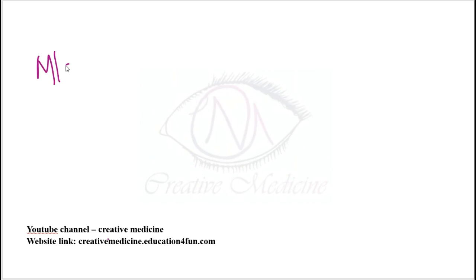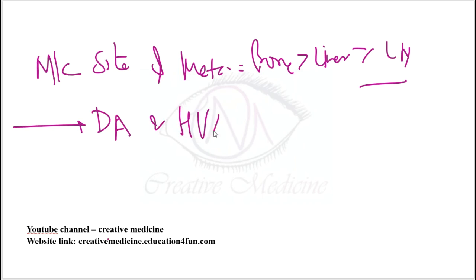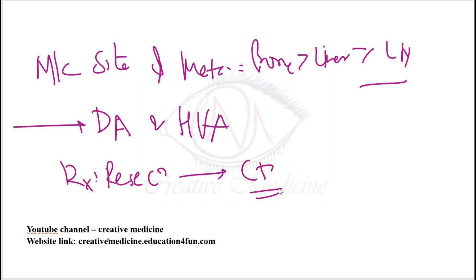Then what is the most common site of metastasis? The most common site of metastasis is bone, followed by lymph node. This mainly secretes dopamine and homovanillic acid, which are produced by malignant pheochromocytoma. The treatment of malignant pheochromocytoma is resection followed by chemotherapy.